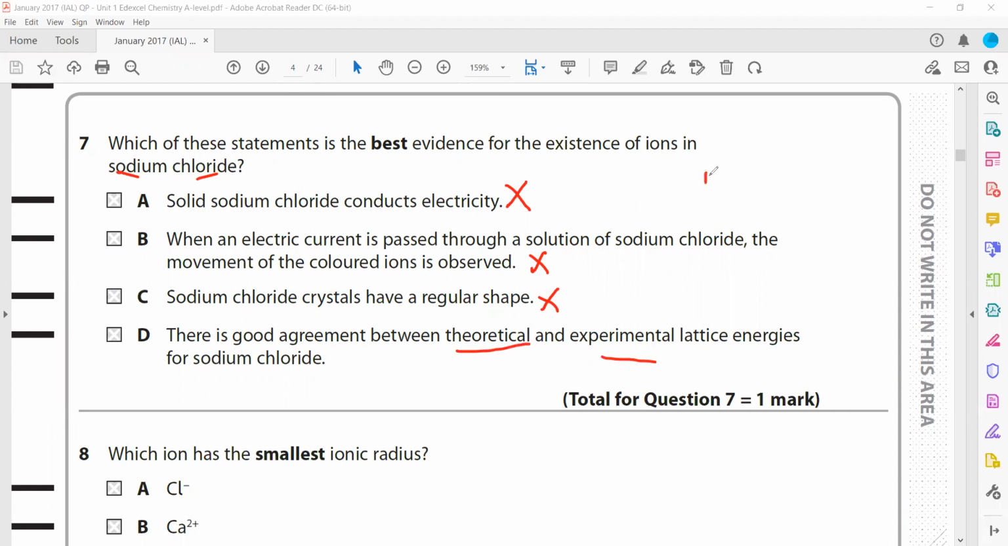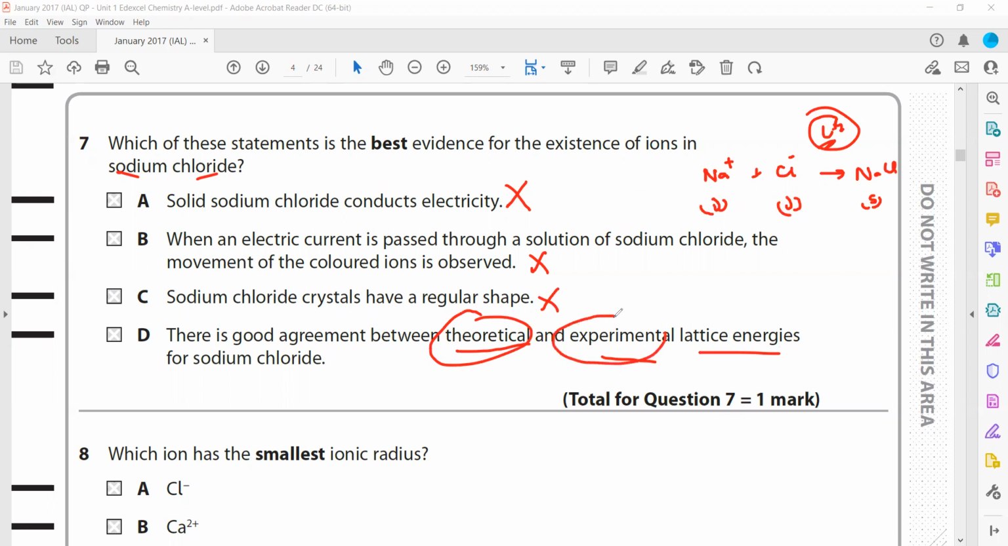What is the lattice energy? When ions in the gaseous state form a compound, the energy which is released is called the lattice energy. So in lattice energy, we assume that there are ions present and these ions come close to each other and release energy. So when we calculate the lattice energy experimentally and theoretically, we find that they are very close to each other in case of sodium chloride. So this gives evidence that there are ions.